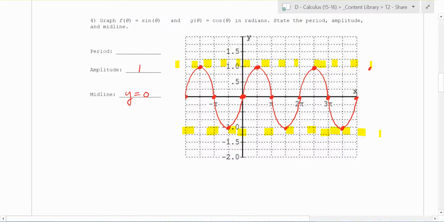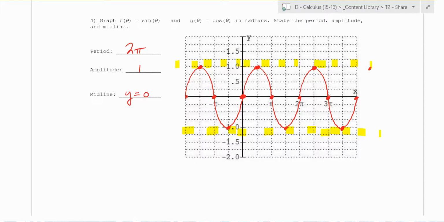What about the period? Period is what? The 2 pi. How long does it take to do one complete cycle? 2 pi. If you started there, it's still 2 pi. It's 2 pi each time. You would need 2 pi distance replicated to graph this for eternity. Okay, that's sine. What about cosine?